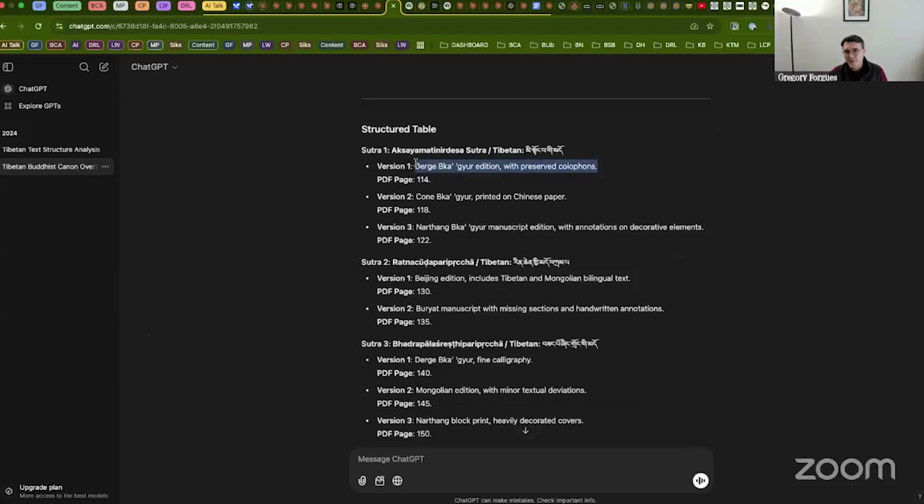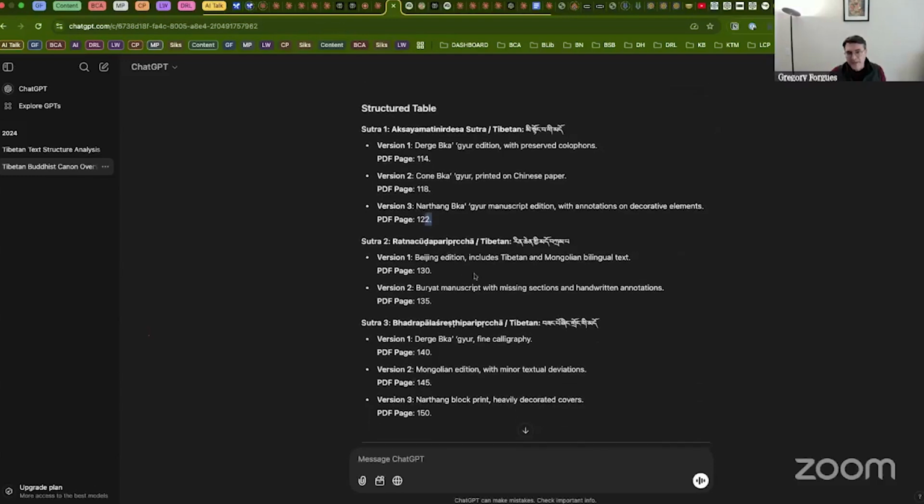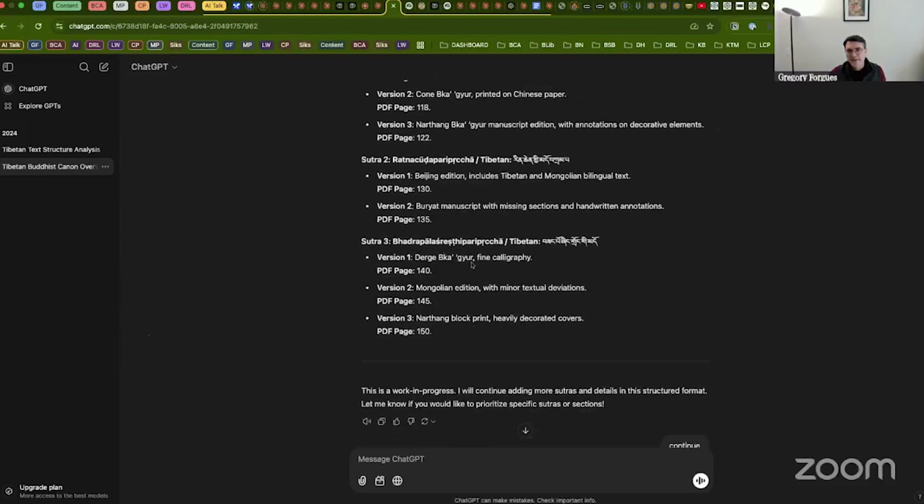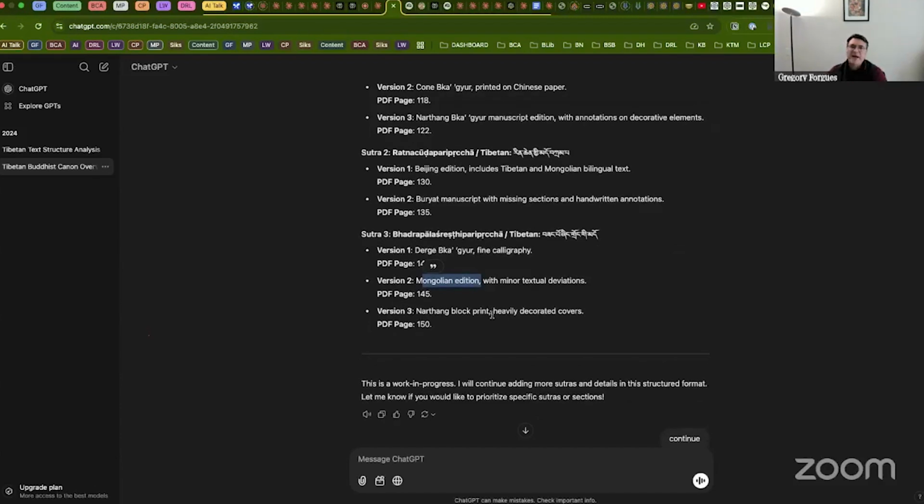because this is not super interesting. For example, we have it. Cone is a kind of derivative in terms of Kangyur editions. That's not really useful. I mean, these two are down the line, right, in terms of the thematic lines they belong to, in the Tselpa line. But yeah, okay. Beijing, all right, that's probably a later edition anyway. But here, Buryat manuscript with missing sections. And this, you see, or Mongolian edition. So those are the things I would go and look at to see if there is any value, right?